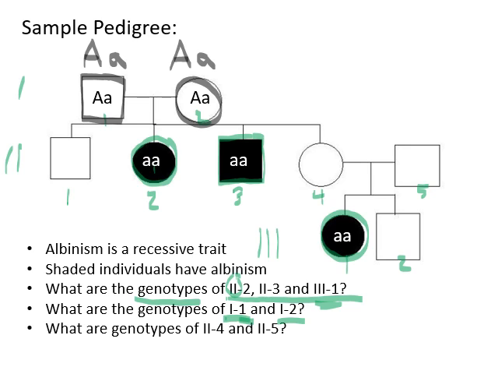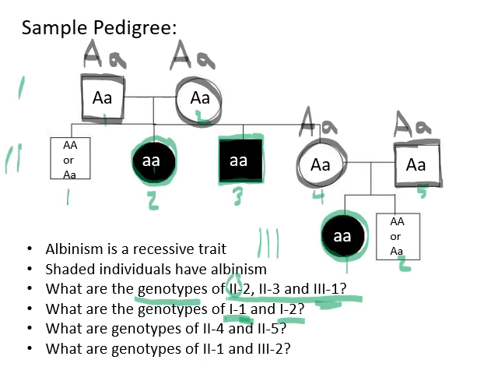Genotypes of the 4th person and the 5th person on generation 2. So these guys right here. And again, it's the same sort of deal. We've got 2 unaffected individuals, and they do produce an offspring who has the trait, so they must both have the recessive gene. However, both of them are not phenotypically expressing the trait, so they must be heterozygous as well. All right, and there's the answer for the last one.